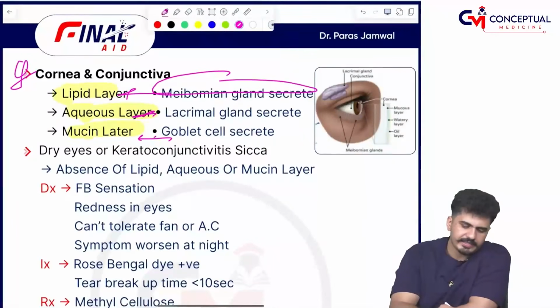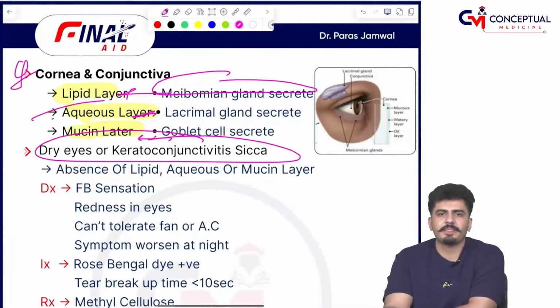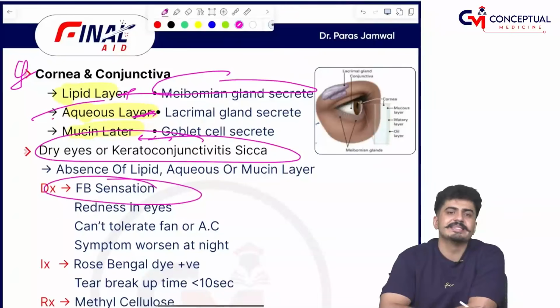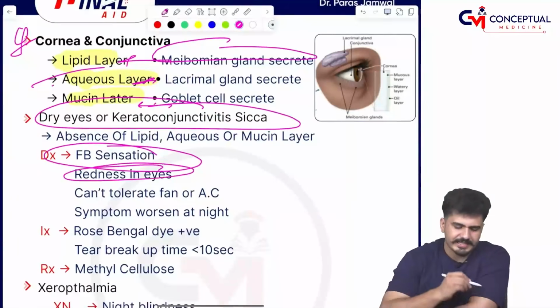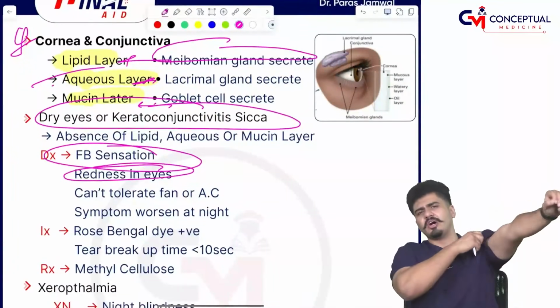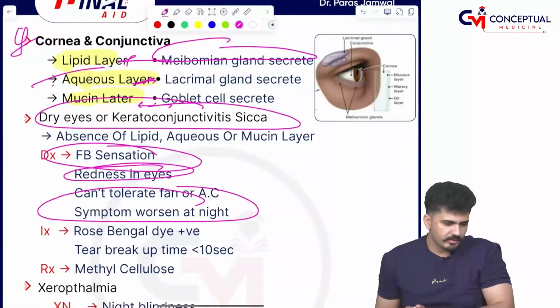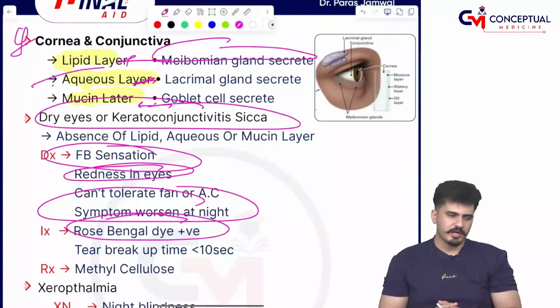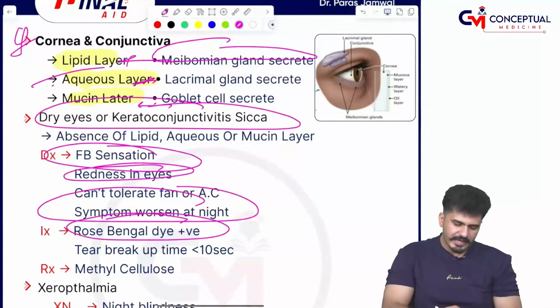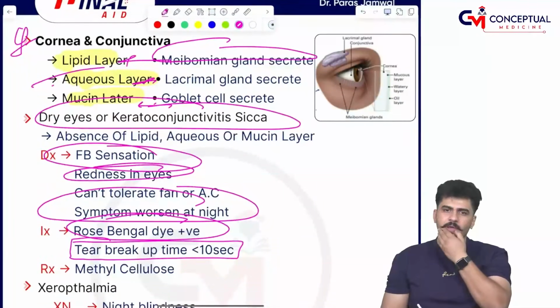Sir, dry eye or keratoconjunctivitis sicca is a disease where these layers are deficient, and this is most commonly seen in old age people. They complain of foreign body sensation in the eye. Despite you checking the eye, you will find nothing. Plus you will see redness in the eye. They can't tolerate fan or AC, and symptoms worsen in the evening. The test you perform is rose Bengal dye, which is positive, sir. And tear breakup time is less than 10 seconds.